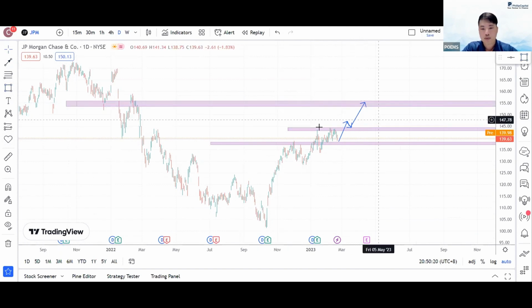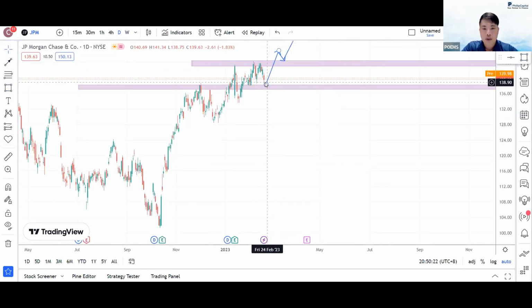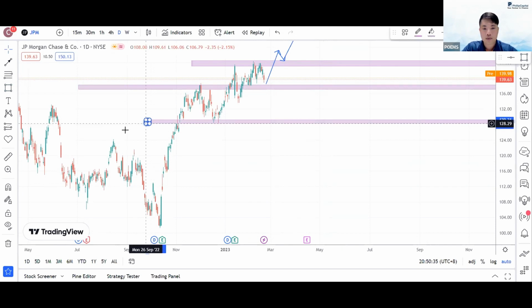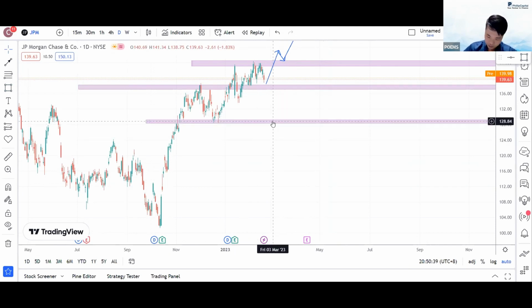Okay, somewhere around here. Else, if the current price starts to go lower, chances are that it may fall back down to somewhere around the 128 or 129, 128.8, somewhere around here, right? So that's for JPM.